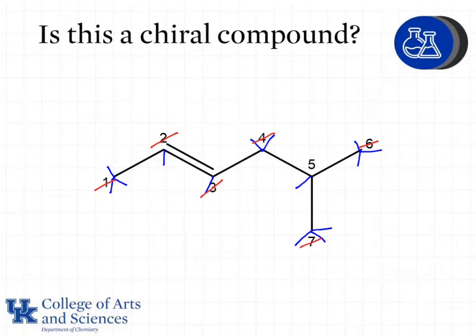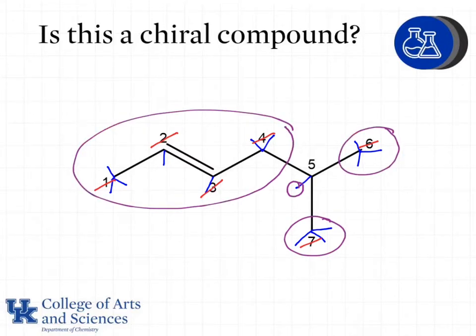Before we can establish if this molecule is a chiral compound, we have to see if carbon 5 is a chiral carbon. So we need to look at the groups attached to carbon 5. We have a hydrogen, a CH3 group, a CH3 group, and the rest of the molecule to the left of carbon 5. Because we have two CH3 groups, carbon 5 would be an achiral carbon, and as a result, it is an achiral compound.